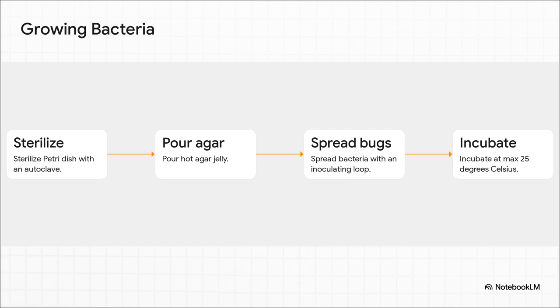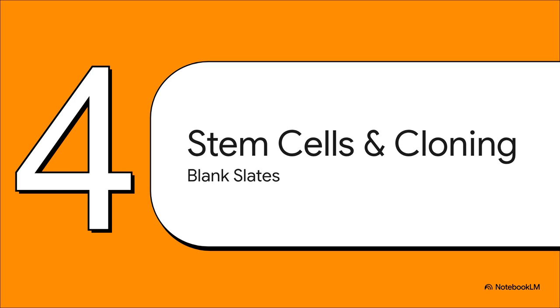But here's the most important part. You only incubate them at a mild 25 degrees Celsius. If you kept them at 37 degrees, which is human body temperature, you could easily accidentally grow dangerous pathogens that thrive inside humans. All right, let's dive into our fourth and final section: stem cells and cloning.